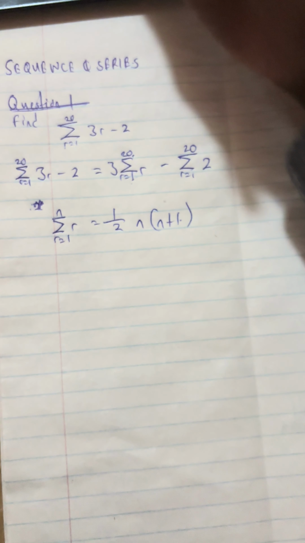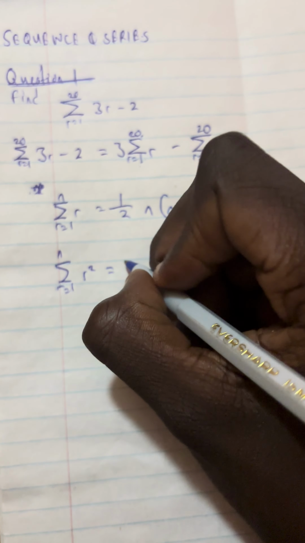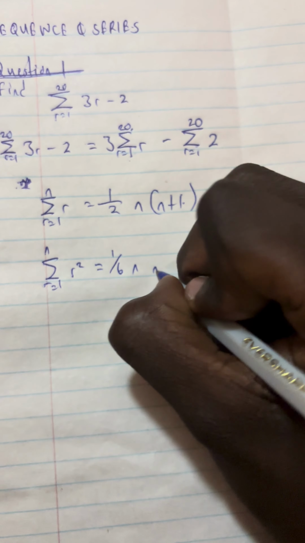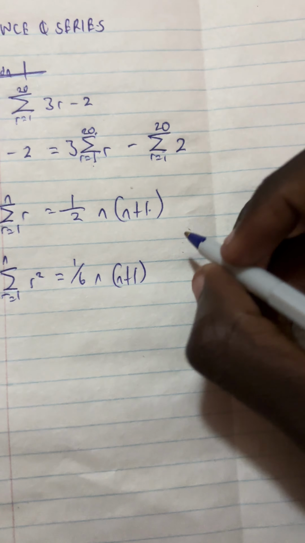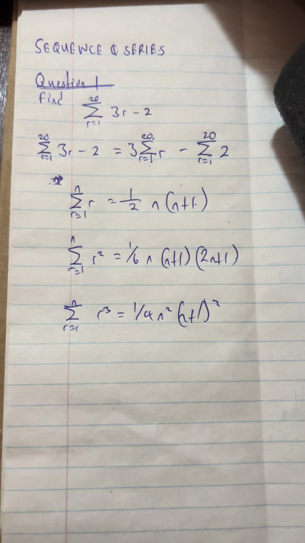Then the other one, let me confirm it. The sum of r squared, from r equals 1 to n, is 1 over 6 n(n plus 1)(2n plus 1), right? So you should know these things. And then for r cubed, the sum from r equals 1 to n is 1 over 4 n squared (n plus 1) squared, right? I'm not sure if these usually come in the data booklet, but I think they do, right?